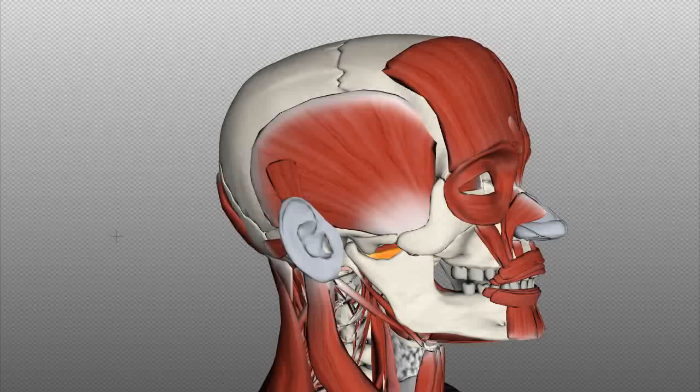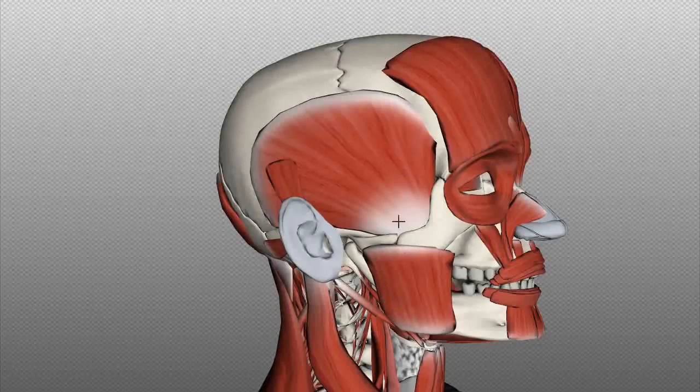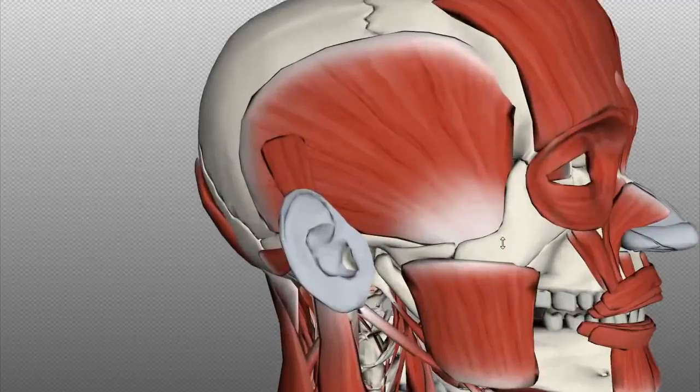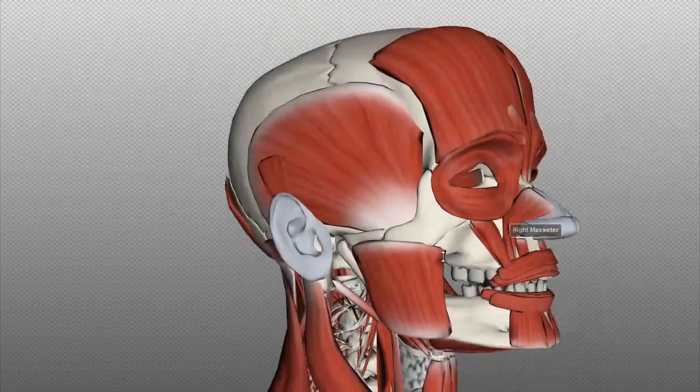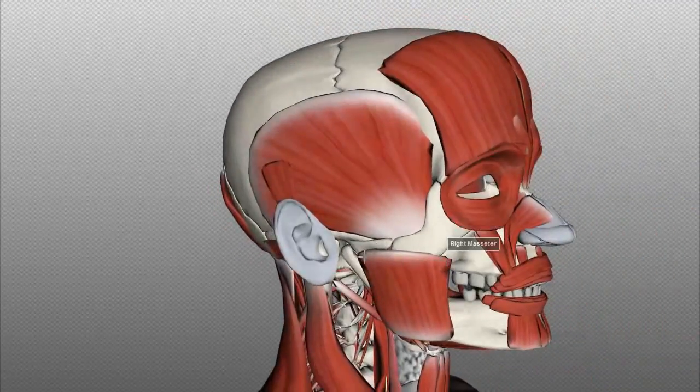There are 4 major muscles that connect to the mandible to enable movement. These muscles include the masseter, the temporalis, the medial pterygoid, and the lateral pterygoid. These muscles work together to hinge the lower jaw up and down and also allow some movement of the jaw from side to side.